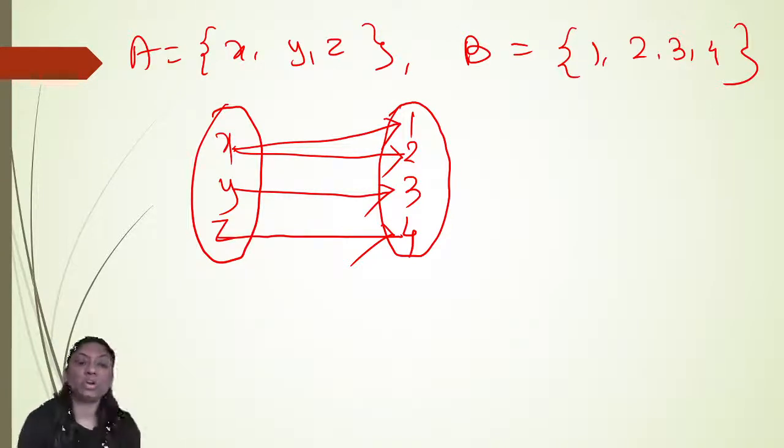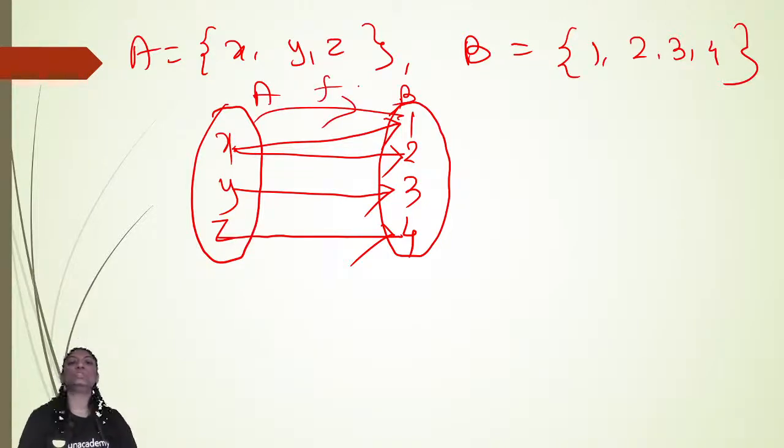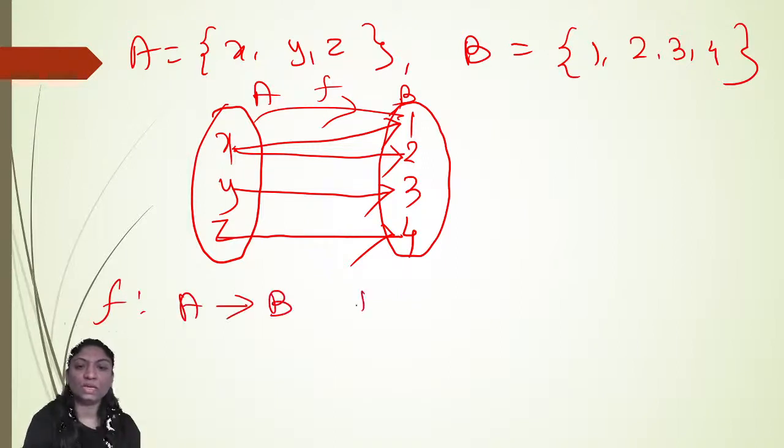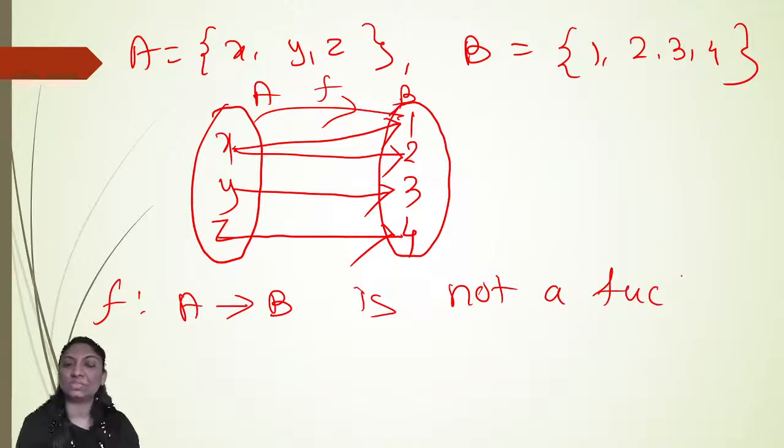No, this is not a function. Why? Because as per our definition, every element has a unique image. But here x has two images, 1 and 2. So here, suppose this is your A and B, f defined from A to B is not a function.